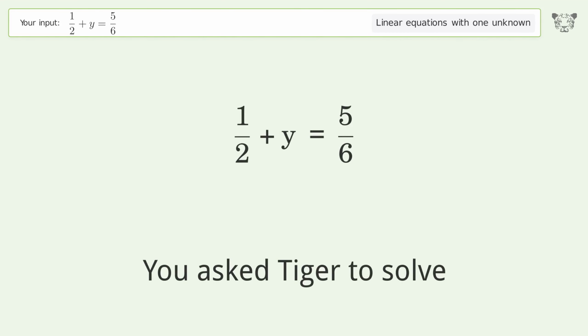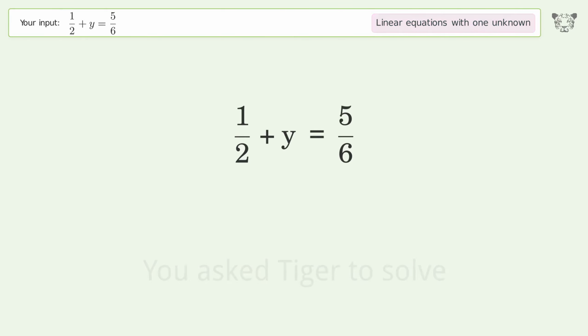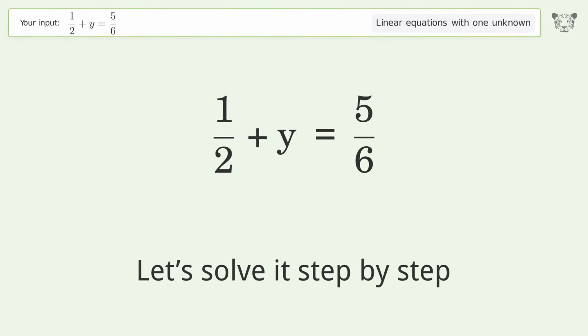You ask Tiger to solve. This deals with linear equations with one unknown. The final result is y equals 1/3. Let's solve it step by step.